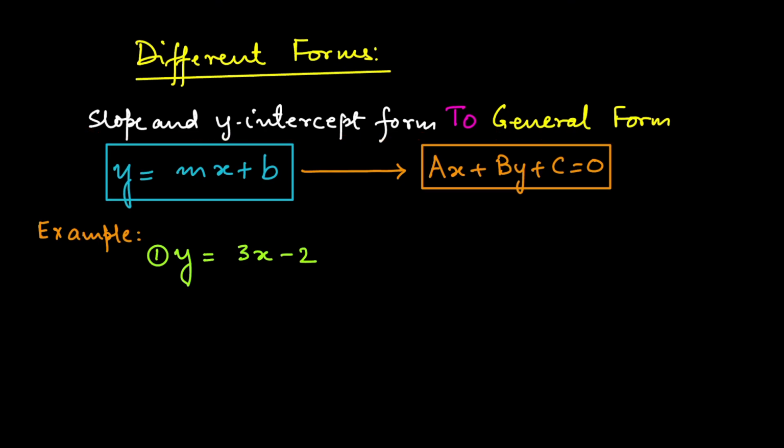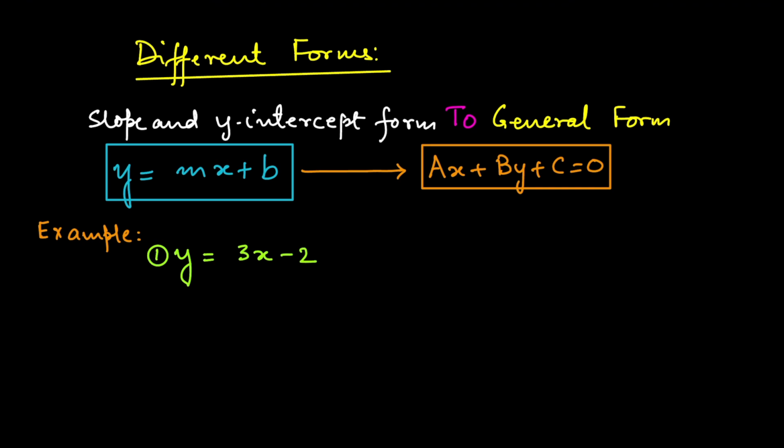So slope and y-intercept is your y = mx + b form. So y = mx + b. This will be converted in the form ax + by + c = 0. So as we discussed, a, b and c should be integers. Now the first example we take, y = 3x - 2.